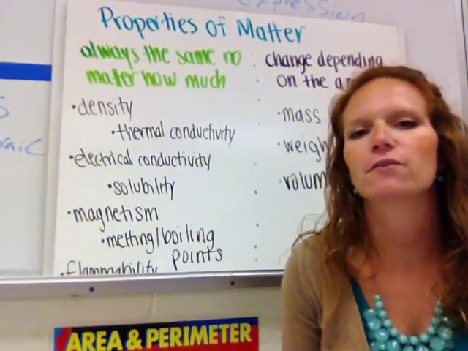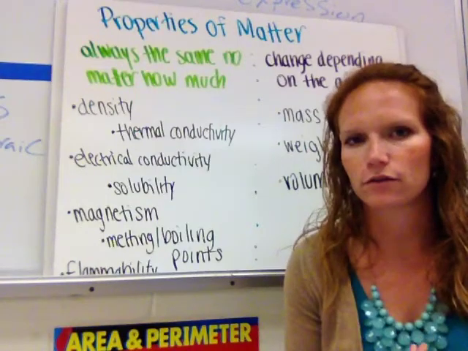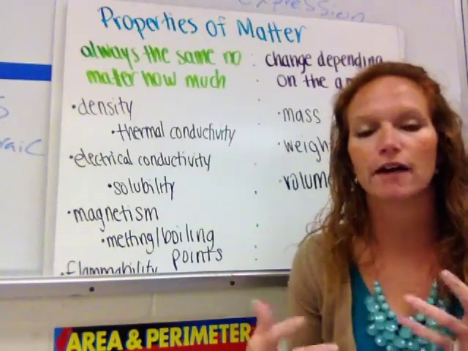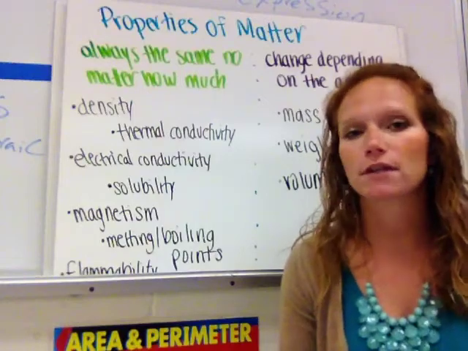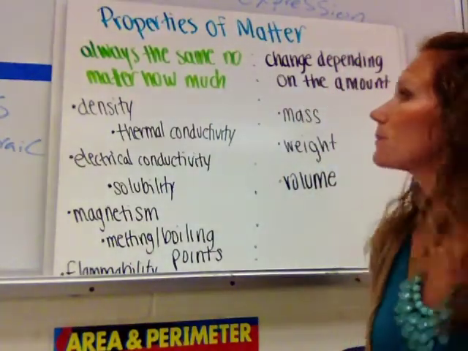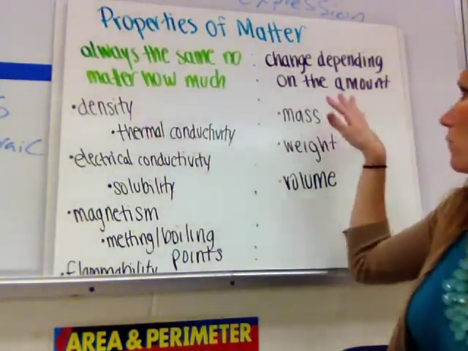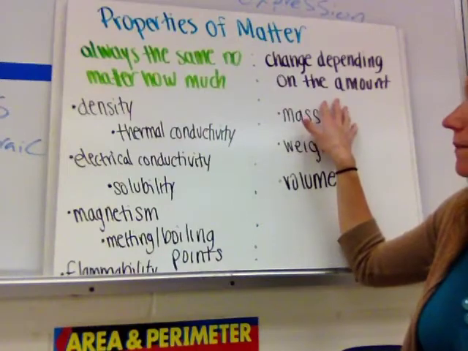Alright, to review for the final, we're going to go back over very briefly and quickly all of the units we've done so far. So this was the very first not nature of science unit we did, and it was on the properties of matter. There are two different types of properties of matter. You have properties that are always the same no matter how much of that object you have, or you have properties that can change depending on the amount.